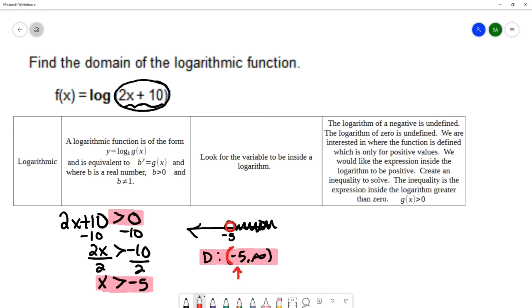If we were to include it, we would use a bracket. But remember, we're not going to include it because it causes a 0 inside the log, and that is undefined for the log. So I said I'd come back and take a moment to talk about why the logarithm of a negative is undefined. It goes back to the fact that logarithms and exponentials are inverses of each other.